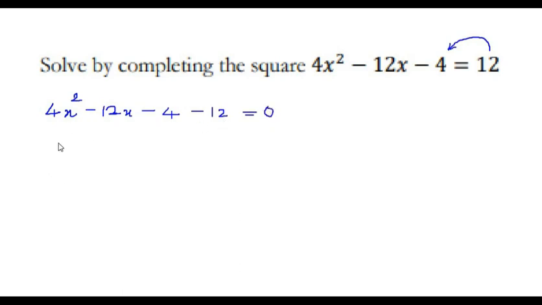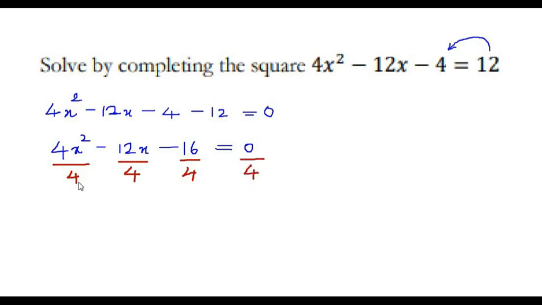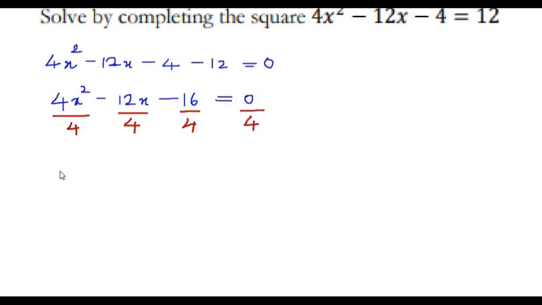Now we can further write it as 4x squared minus 12x minus 16 equals 0. Now we can see that 4, 12 and negative 16 are all divisible by 4. So to simplify the expression, we can divide all the terms by 4 on the left hand side and also on the right hand side. So we get x squared, a simplified expression, minus 3x minus 4 equals 0.